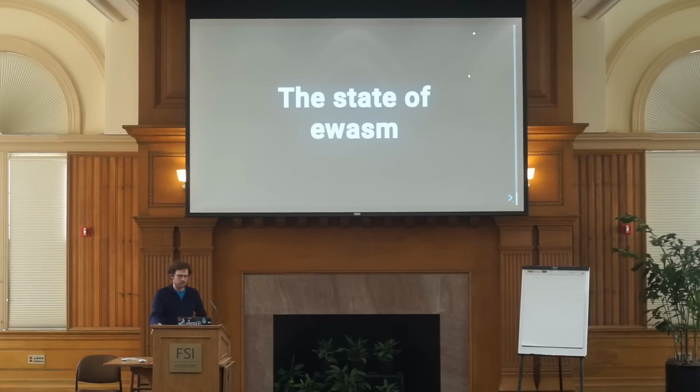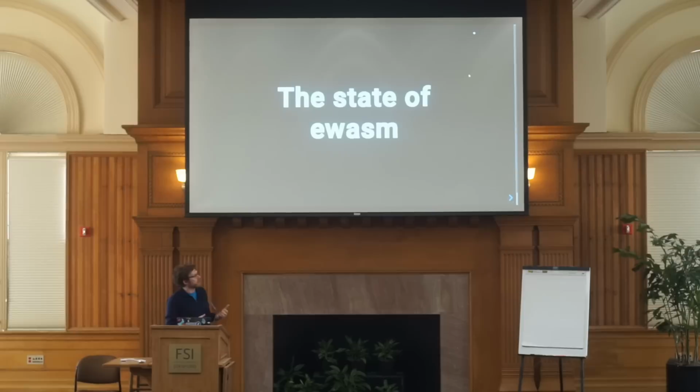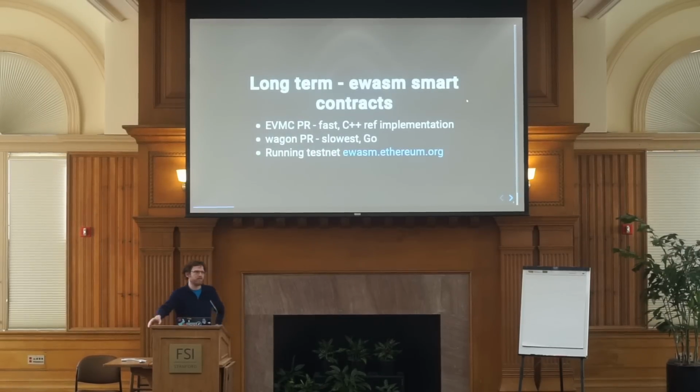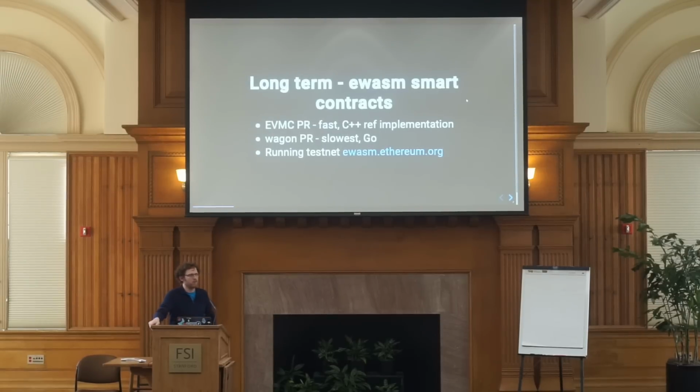So with EWASM, we have a full-fledged implementation. It's available in several PRs. We have a PR called the EVMC. We have a reference implementation called HERA that uses Binaryen as a backend engine, and there's a Go version of that implementation, the full-fledged implementation, and that's using Wagon. So Wagon is the least performant interpreter that we have so far, but it's also written in Go, so it's pretty practical for testing.